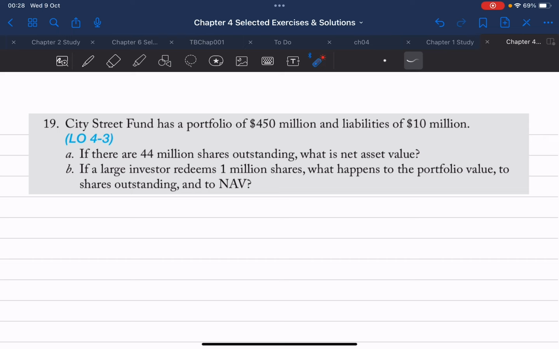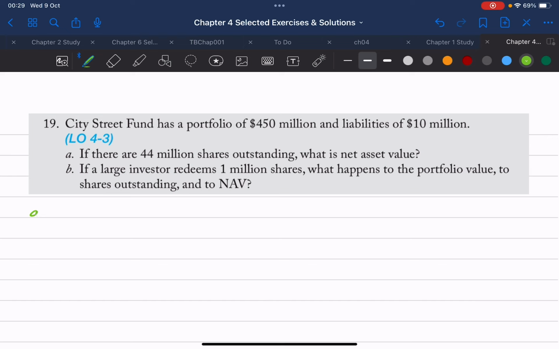The question says, City Street Fund has a portfolio of $450 million and liabilities of $10 million. Two requirements here. A, if there are 44 million shares outstanding, what is net asset value? Okay, so this is straightforward. We already have done this in previous exercises. And B, if a large investor redeems 1 million shares, what happens to the portfolio value, to shares outstanding, and to net asset value? Now this is a new application that we're going to be looking at. Okay, but let's start with A first.